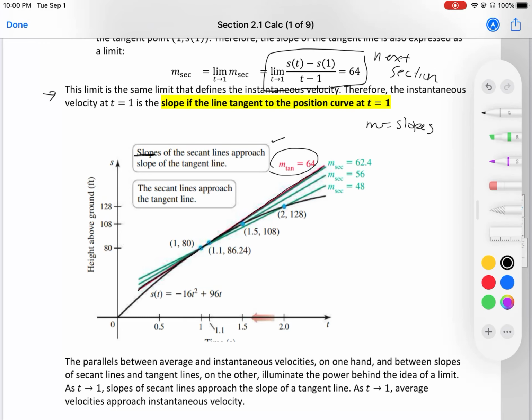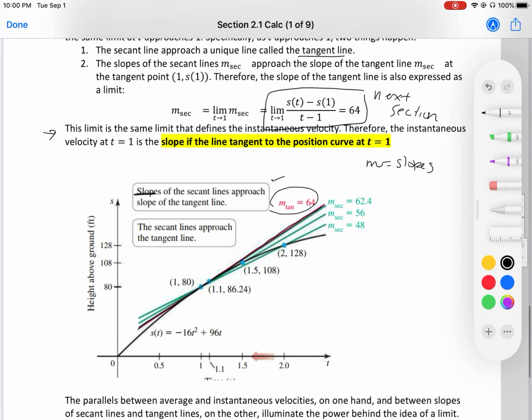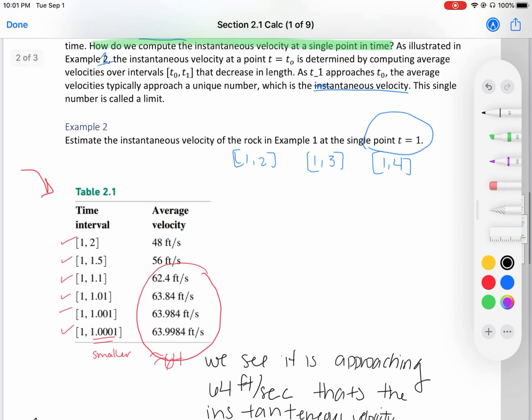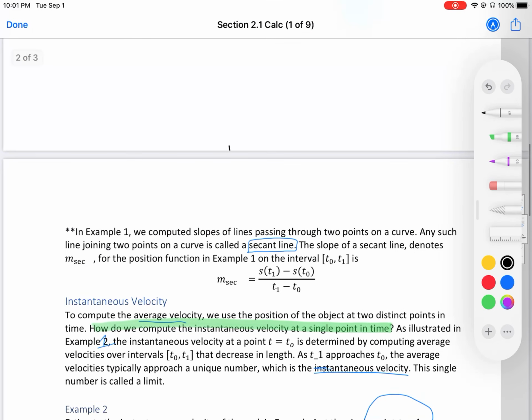Okay, I'll stop right here. We'll continue this idea at the end of chapter 2. This is just getting us introduced to this idea of average velocity and talking about limits and secant lines. Let's continue with section 2.2.